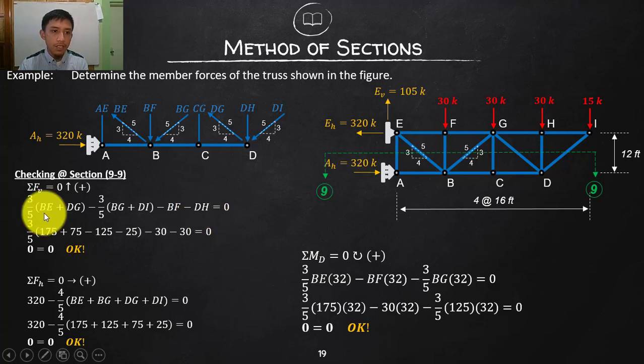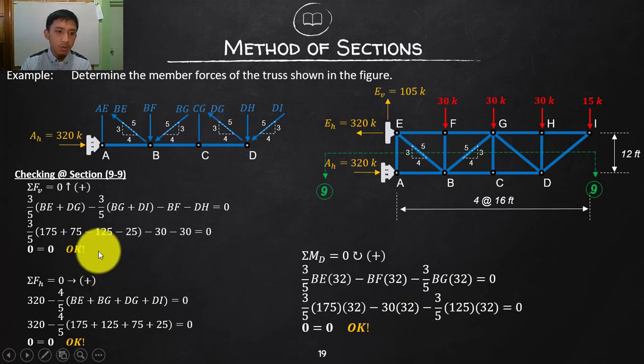Substitute all of this. BE is 175, DG is 75, and then the others become negative. Again, I just factor out the 3/5 outside. Simple algebra, guys: 175, 75, BG is 125, that is a negative, and then DI is a negative 25, and then negative BF, which is 30, negative DH, which is also 30. Calculating all of these will give us 0, which is equal to the other side. It is supposed to be 0 since we are satisfying equilibrium. So we satisfied equilibrium vertical, so we are okay with that.